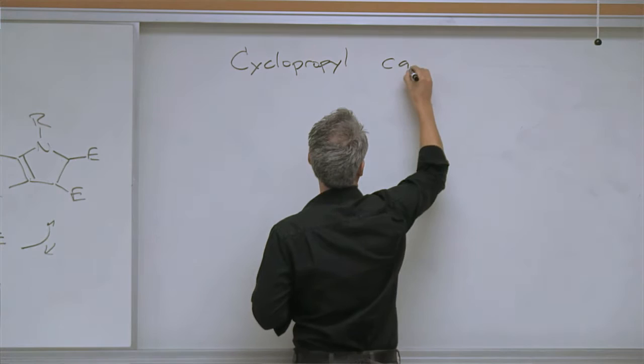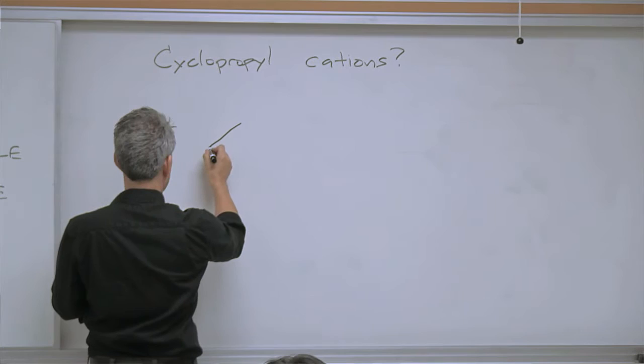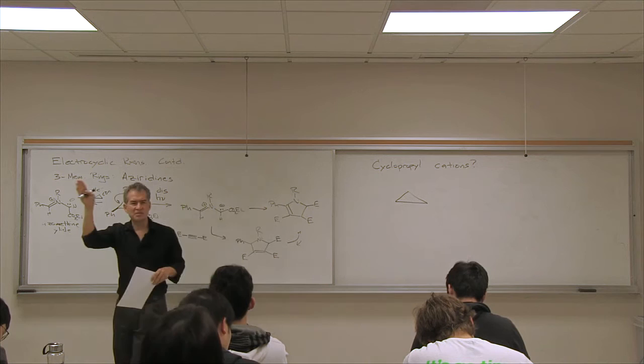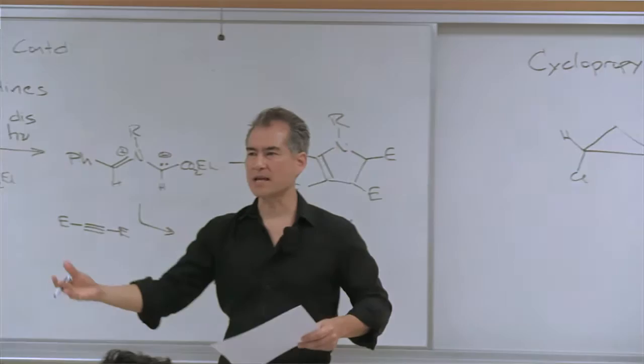I'll put a question mark there next to cations. I'm going to start off by trying to draw a three-membered ring kind of edge on, so we can imagine substituents above and below the plane of the ring if I draw it in this distorted way. And I want to put a leaving group on here so we can imagine what will happen if that chloride pops out to give a cyclopropyl cation.